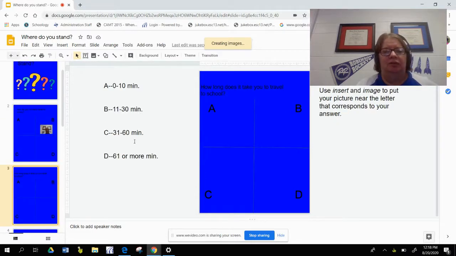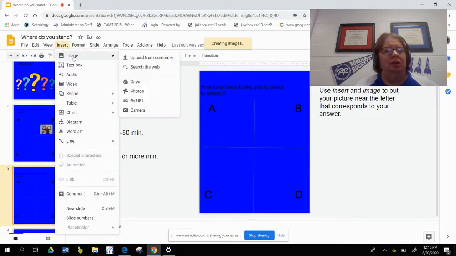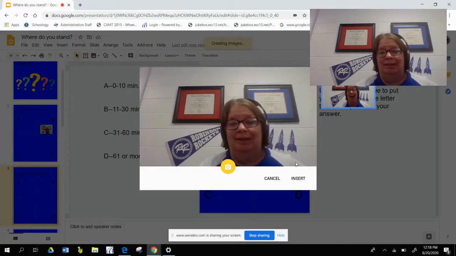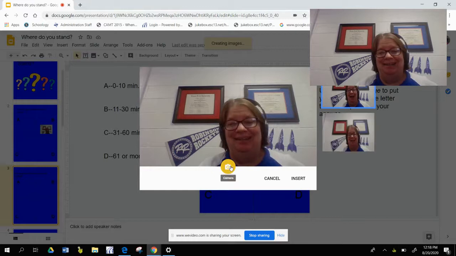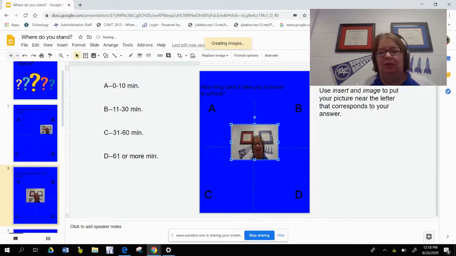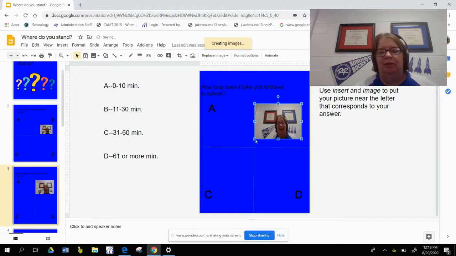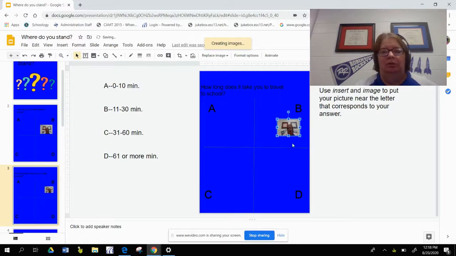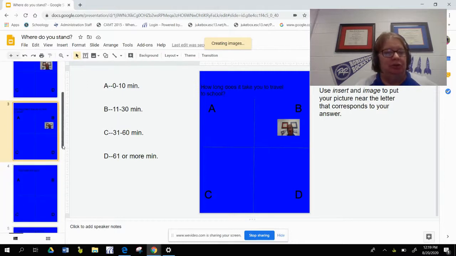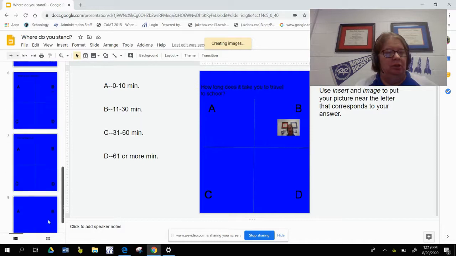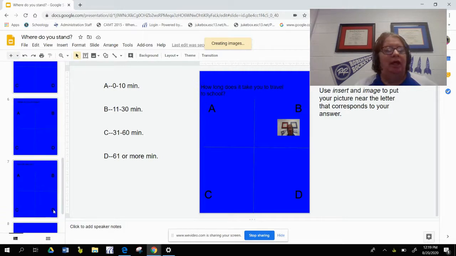How long does it take you to travel to school? It takes me about 12 minutes. So again, I'm going to go insert, image, camera, smile for the camera, take the picture, insert. I could have used that other one. Okay. Drag it to B. You can resize it if you want, or we can see the letter. Okay. So you're just going to go through here and go to each one. And on each slide, you're going to answer the question. Okay, that last one is blank. I think I took that one off, but that's how you are to complete this assignment.